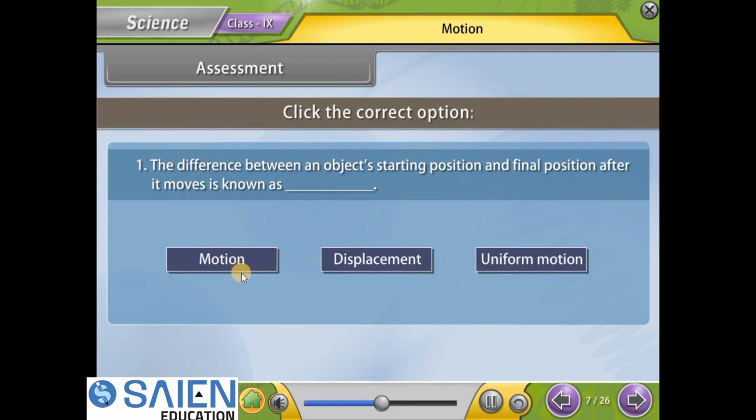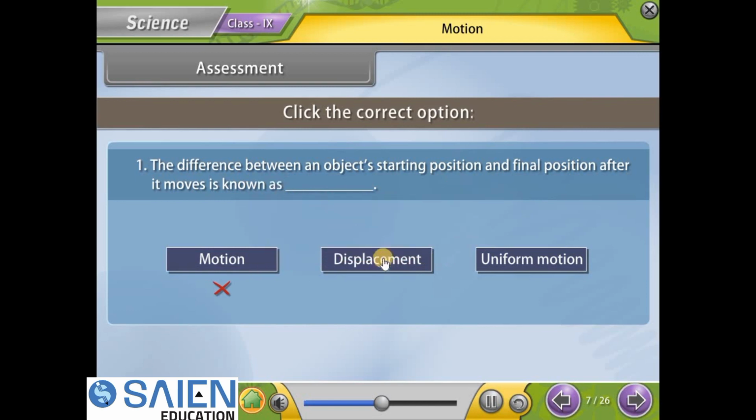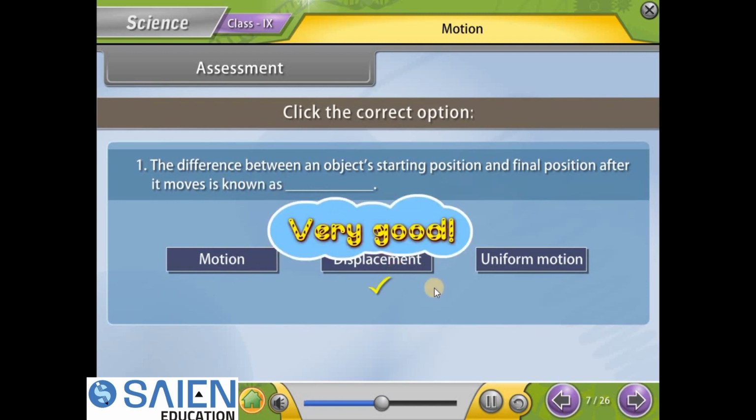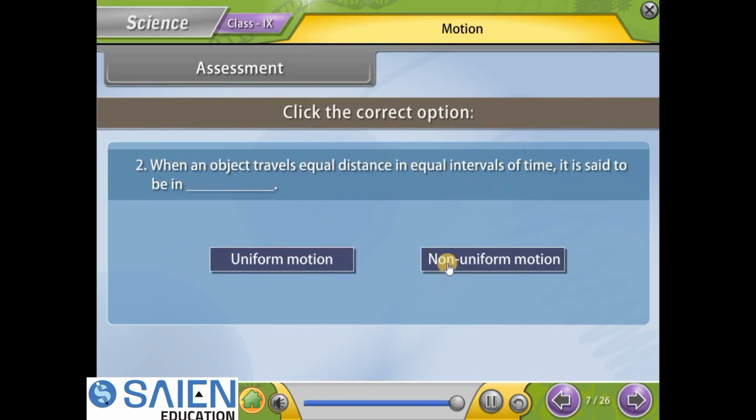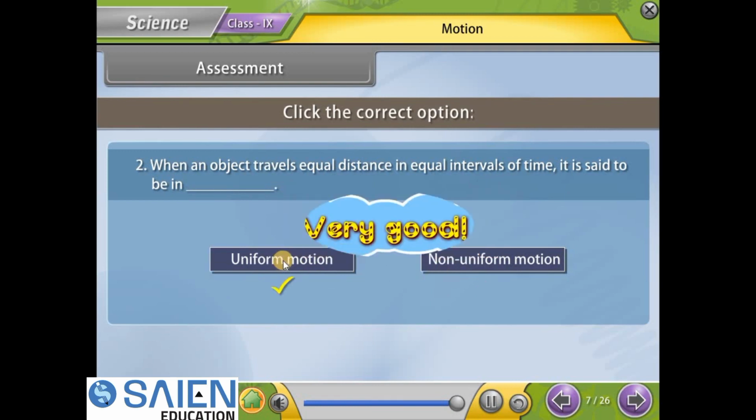Assessment. Before proceeding further, let us know how much you have learned. Click the correct option. Try again. Very good. Try again. Very good.